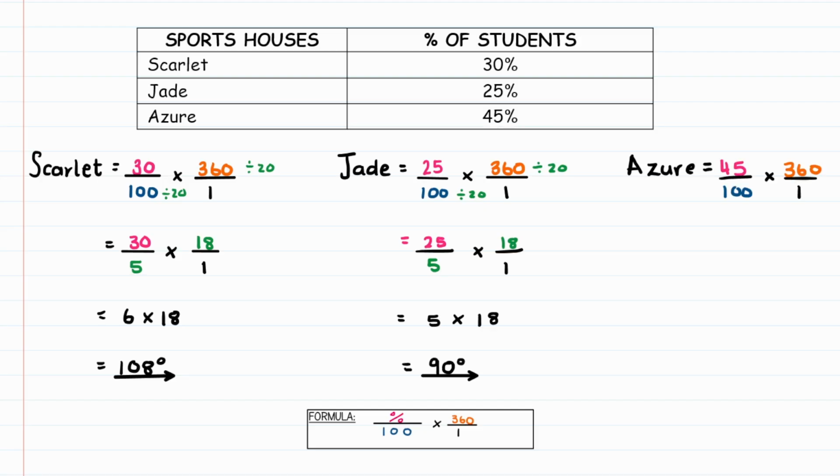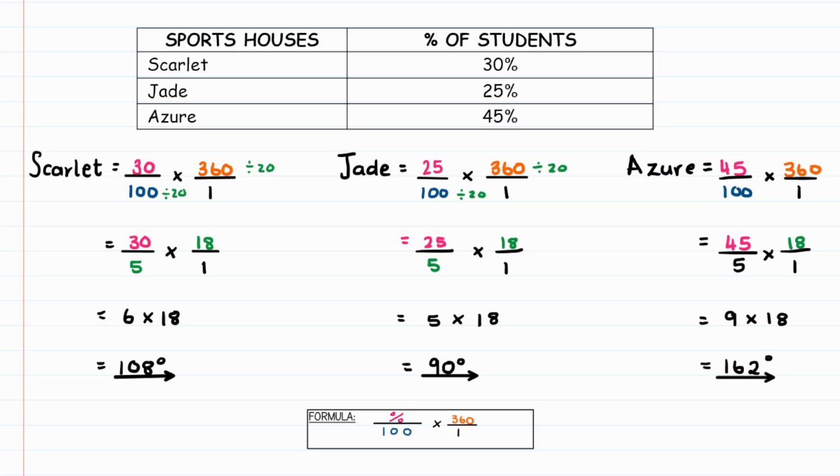For the Azure House, 45% of 360 degrees is 45 over 100 times 360 over 1. This cross-cancels to 45 over 5 times 18 over 1, which gives me 9 times 18, which is 162 degrees. These are all the same measurements as I got before, so I know that my answers are correct.